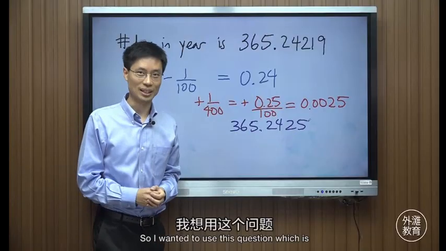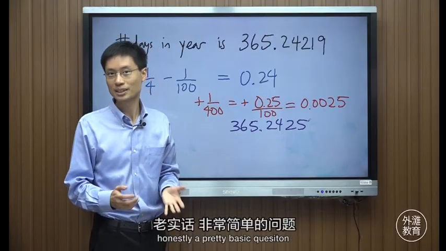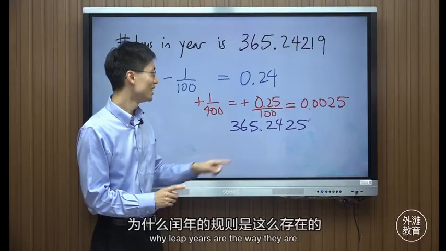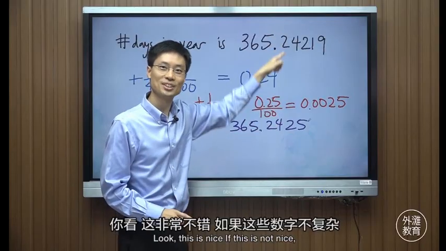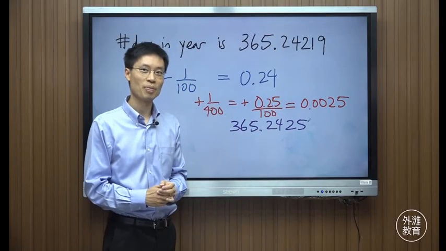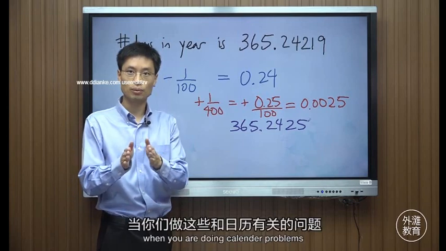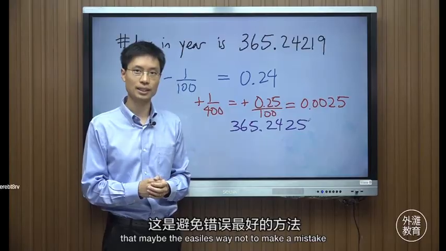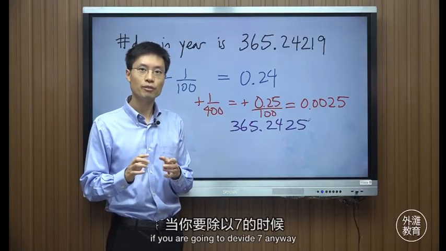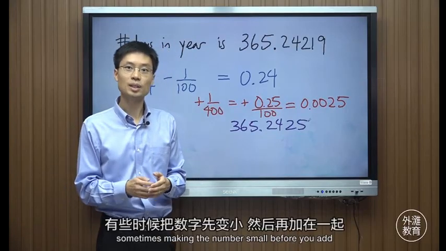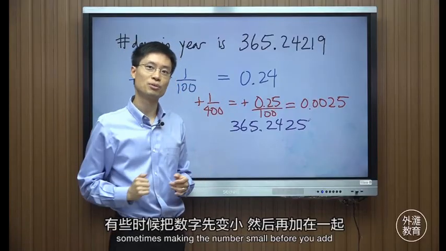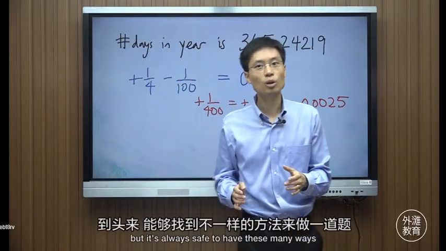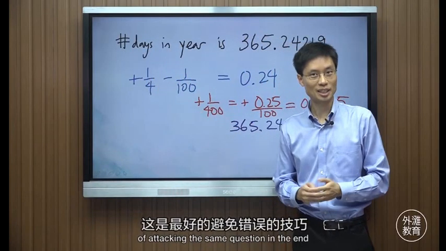So I wanted to use this question, which is honestly a pretty basic question, to talk about why leap years are the way they are. Look, this is nice. If this wasn't so nice, we'd have crazy rules to remember. But also I wanted to share these ideas about when you're doing calendar problems, to look maybe at gaps. That's the easiest way not to make a mistake. And the second piece is that if you're going to divide by 7 anyway, sometimes making the numbers small before you add is a good way of double checking your answer. It's often the faster way, but it's always safe to have many ways of attacking the same question in the end.